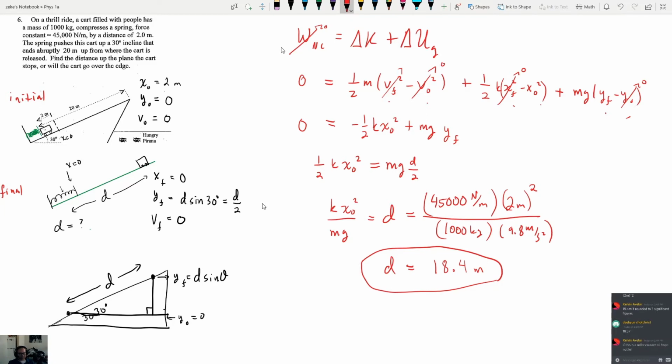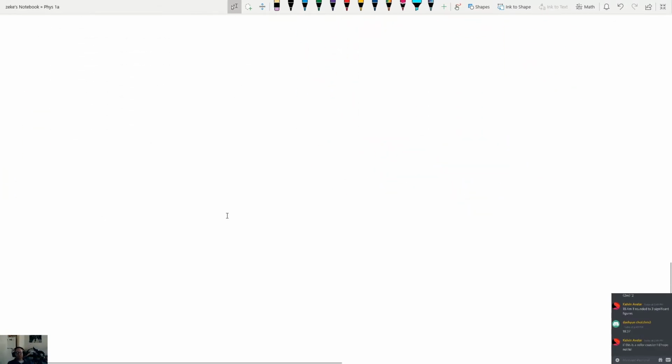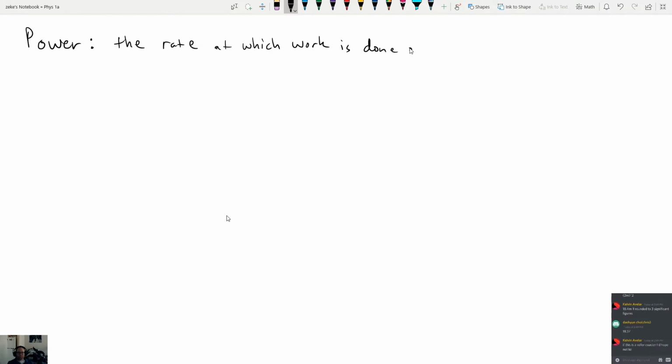Yeah, exactly. All right, so let's talk about power. And we'll probably have time to do one power problem. So power is basically the rate at which energy is being done, or the rate at which work is done. It's the rate at which work is done or energy is used or consumed, basically.